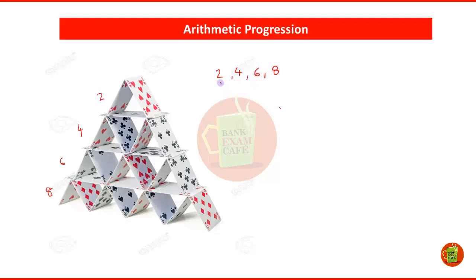And if you observe the difference between these, it's 2. Here the difference is 2, here the difference is 2. It means the difference in each successive number is 2. And so it forms a pattern of 2, 4, 6 and 8. And this type of pattern is called an arithmetic progression.